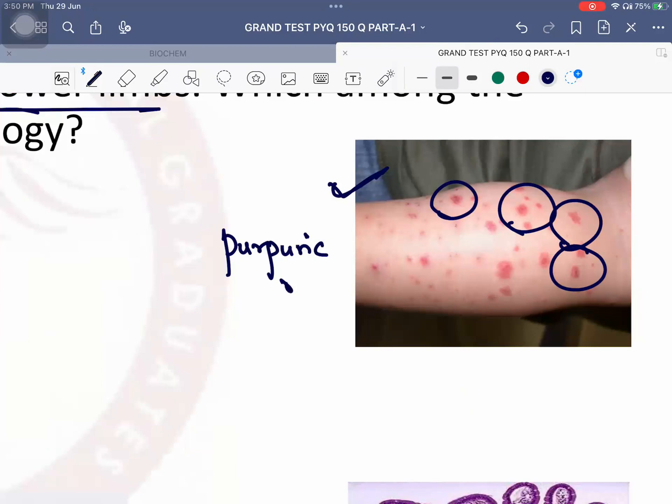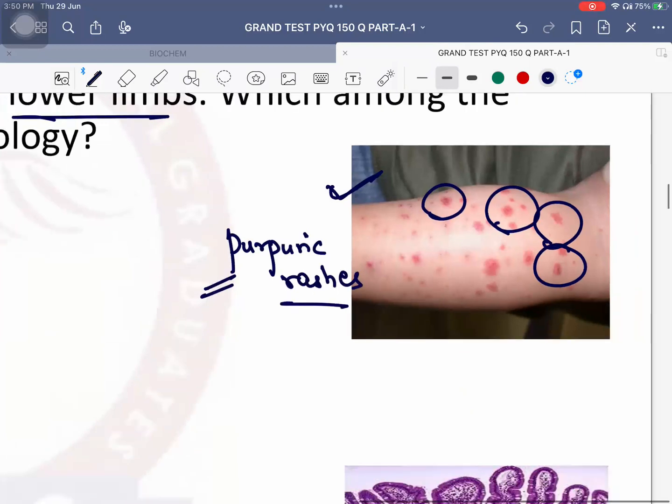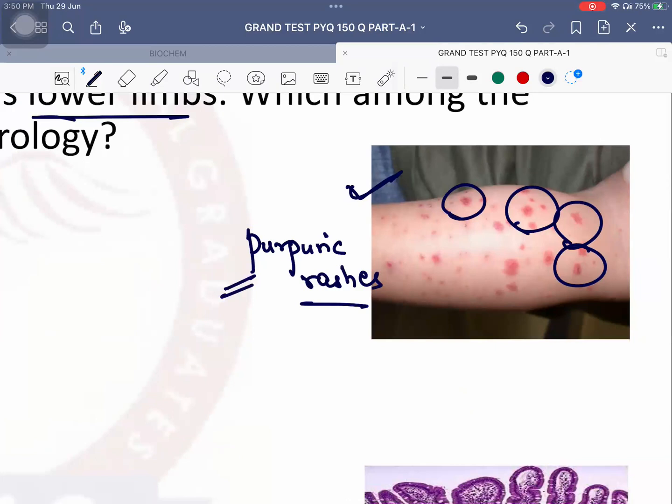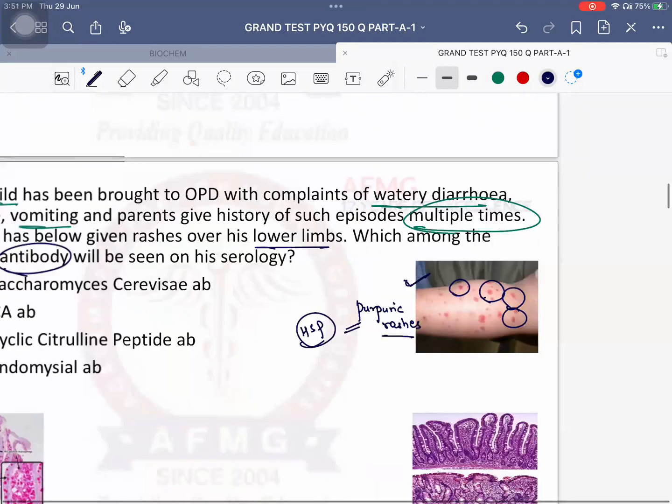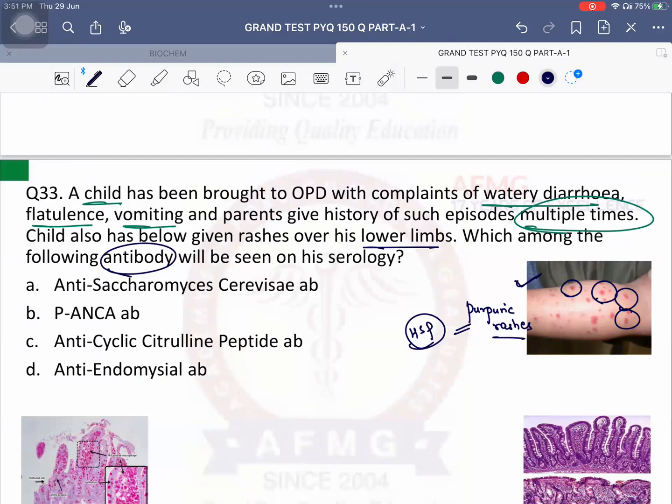These are called purpuric rashes. They look like bleeding spots, right? Purpuric rashes in a child, usually on the buttocks and the lower limbs. Very good. Sometimes even along with abdominal pain and joint pain. That is suggestive of a small vessel vasculitis known as Henoch-Schönlein purpura. But Henoch-Schönlein purpura does not explain the symptoms of malabsorption in this child. The child has watery diarrhea, flatulence, vomiting, and this too multiple number of times.